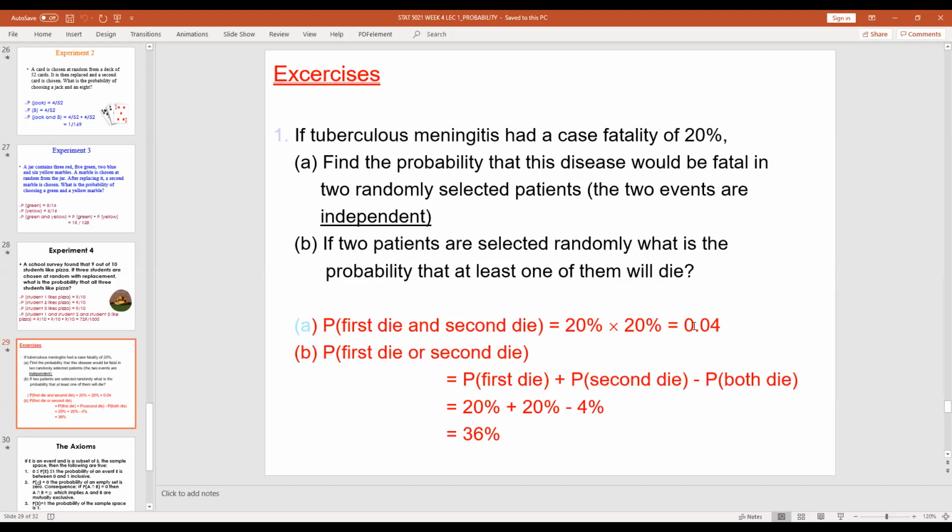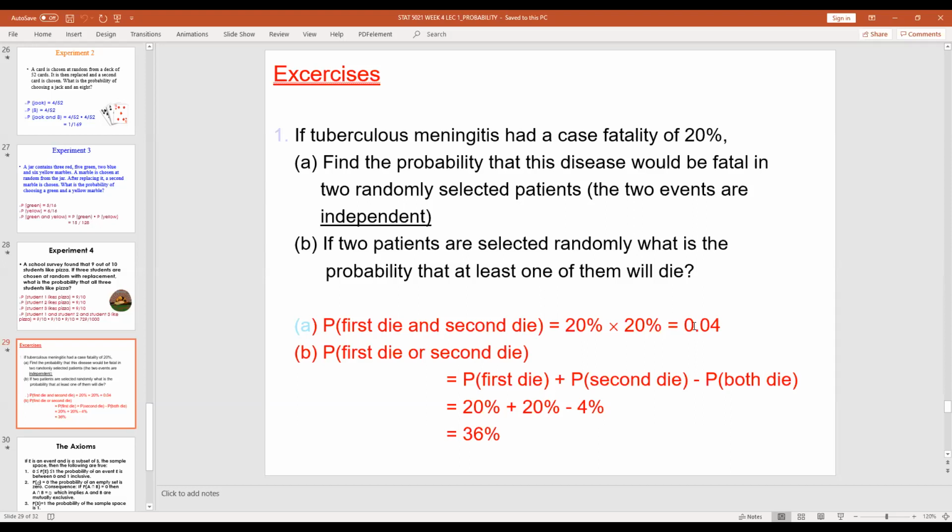So I'm going to multiply 20% by 20%, and that's going to be 0.04, which is 4%. Which means there's a 4 out of 100 chance that the 2 patients will die. That's what we're trying to say.